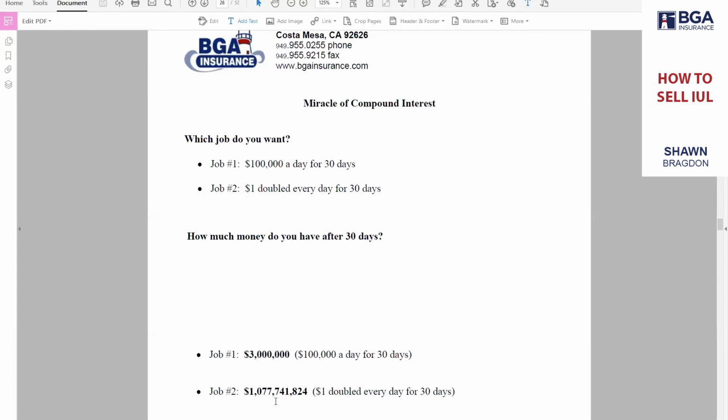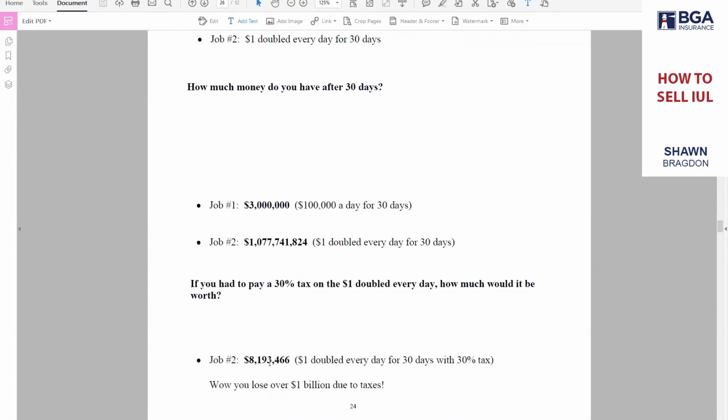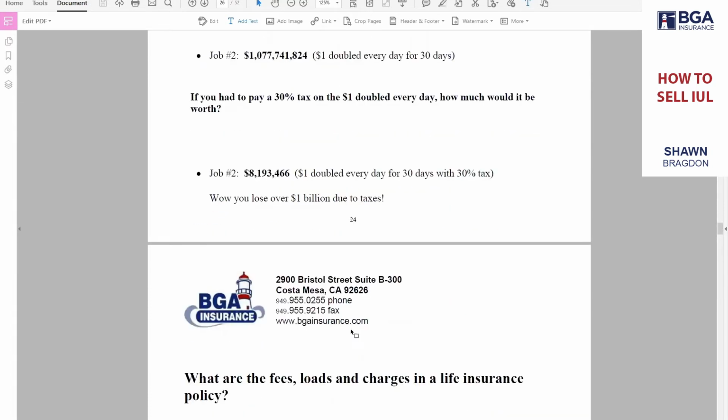Now, let's add an additional factor into this. What if you had to pay a 30% tax on that $1 doubled every day? How much would you have left? Well, you'd have $8.1 million. You actually lose $1 billion due to taxes. Wouldn't it be a good idea to put something in a tax-free environment today?